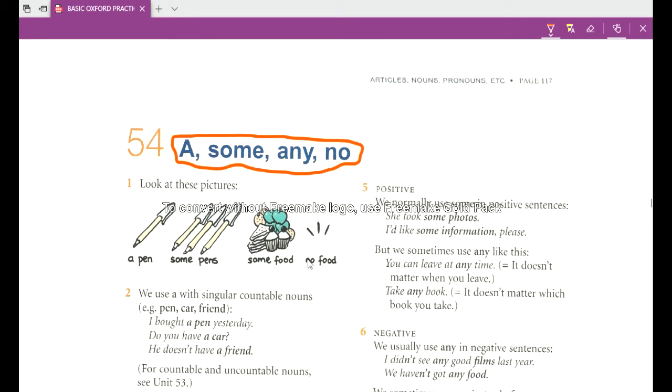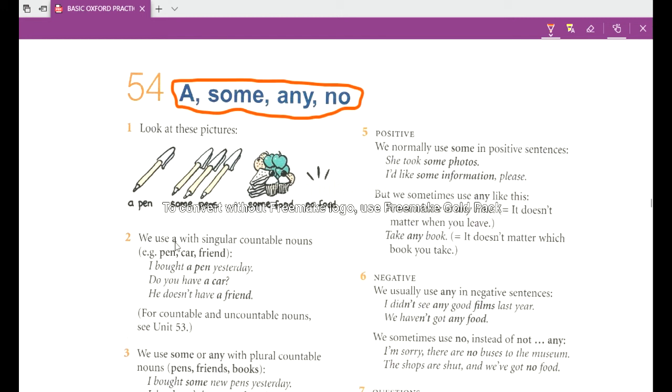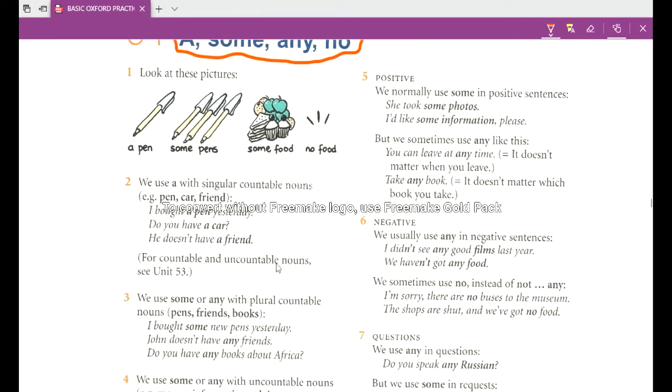Okay, no food. Right. We use a with singular countable nouns. Example, pen, car, friend. Alright? A with singular countable nouns. Those nouns we can count. So, I bought a pen yesterday. Do you have a car? He doesn't have a friend. Right? So we can use a with countable nouns. For countable and uncountable nouns, we can see unit 53. We can find more about countable and uncountable nouns.